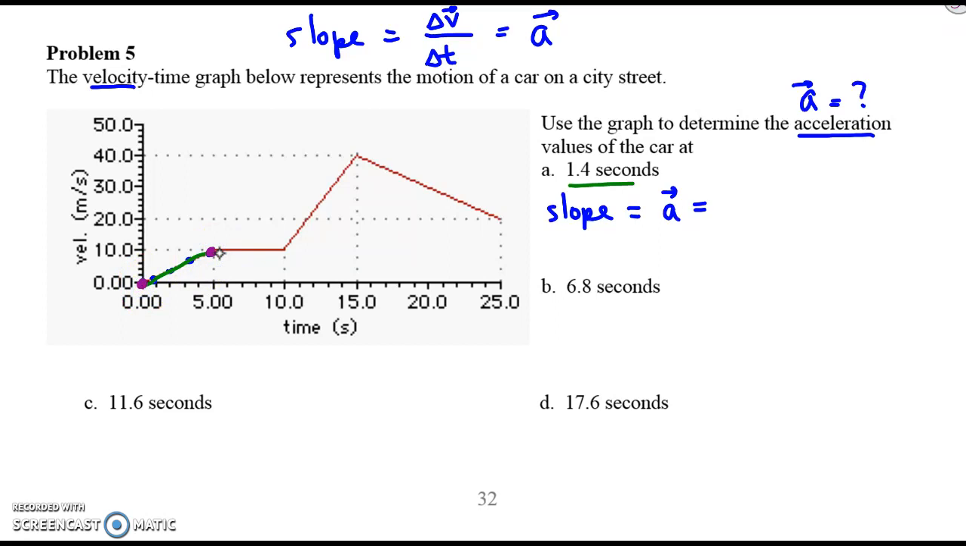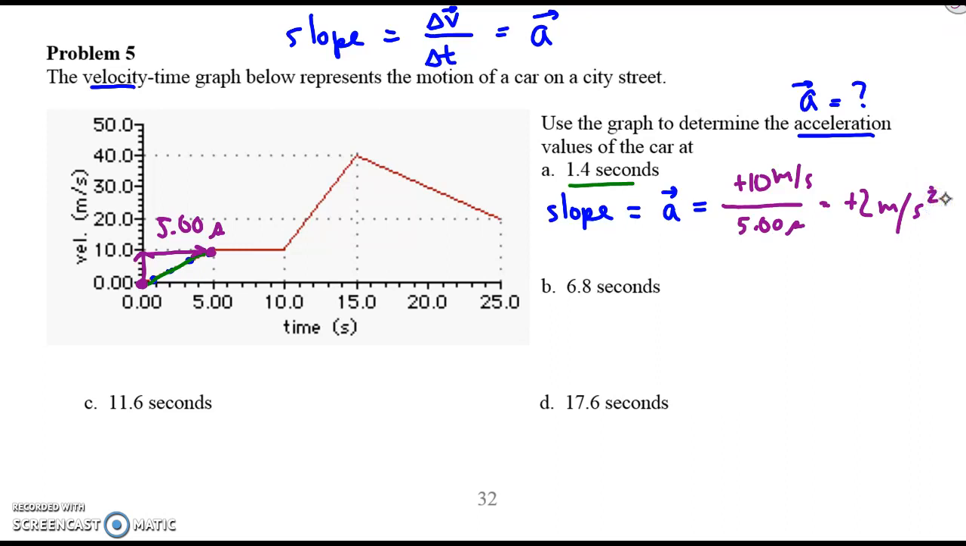You can either do y2 minus y1 over x2 minus x1, or you can do rise over run. So to get from the first point to the second, I have to rise 10 meters per second. So the rise is 10. It's positive because we go up. And I have to run to the right 5 seconds. And that gives positive 2 meters per second squared.